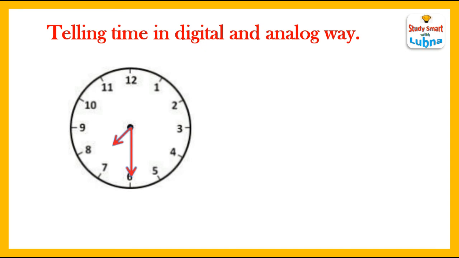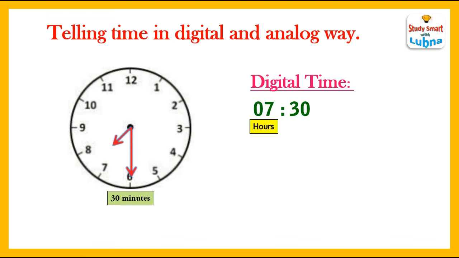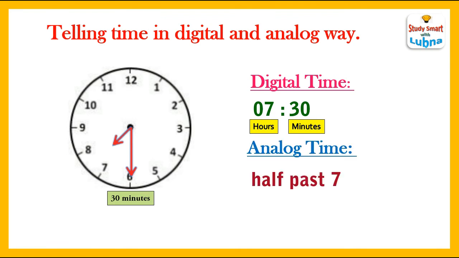In this clock you can see the small hand, the hour hand is pointing towards 7, means 7 hours, and the big hand is at 6, means 30 minutes. So the digital time is 7 hours and 30 minutes, and the analog time is half past 7.